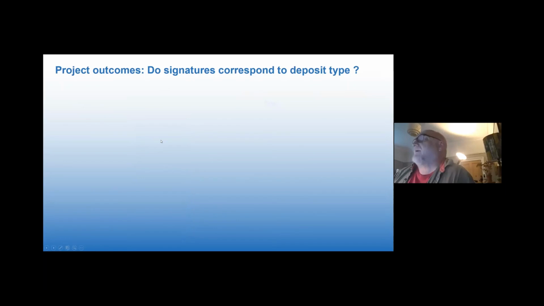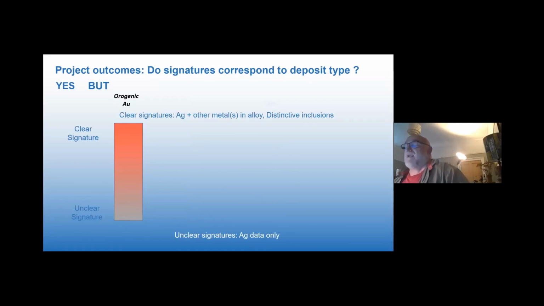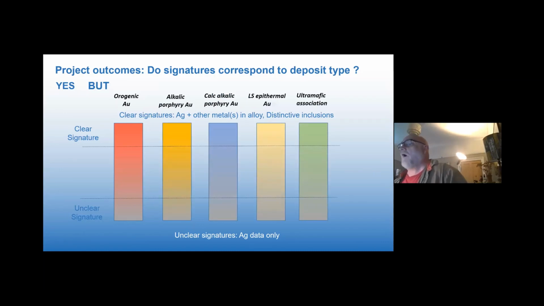So do the signatures correspond to deposit type? Well, if we think about them, yes, is the answer to that. The orogenic gold, like any other type, gives us a range of signatures that go from very clear, because we've got other chemical elements other than gold there, or inclusion signature, we can distinguish them, to unclear. And that's the same for all of the deposit types that we've looked at, although what constitutes a clear signature will vary in each case according to the particular characteristics.